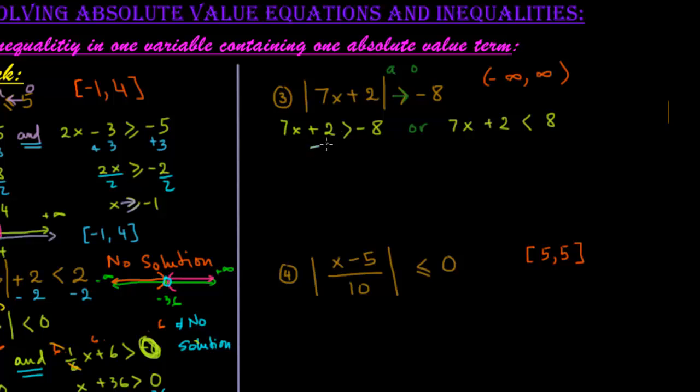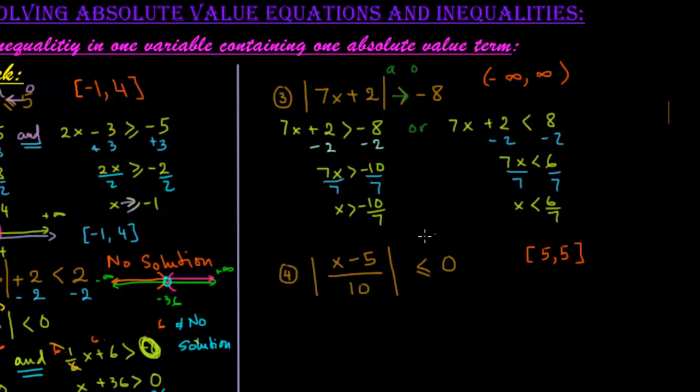So we're going to solve each of them. Subtract 2 on both sides. So we have 7x greater than negative 10. And then we divide by 7 on both sides. So we have x greater than negative 10 over 7. On the right side, we subtract 2 on both sides. We have 7x less than 6. Then we divide by 7 on both sides. So we have x less than 6 over 7.